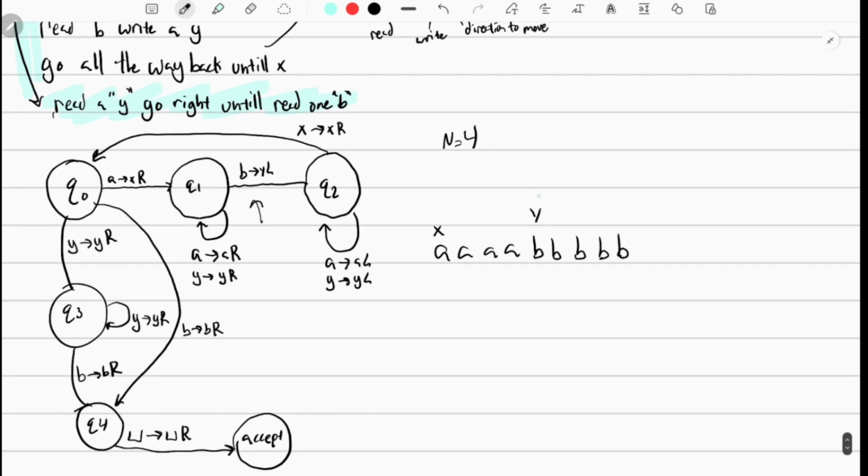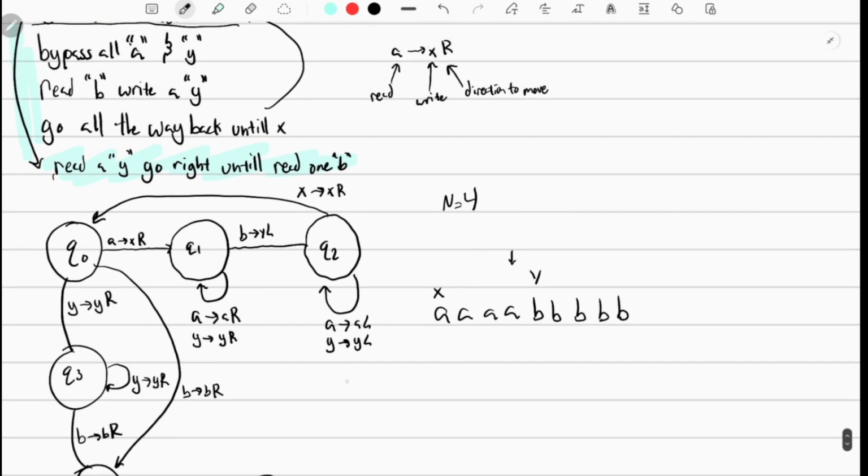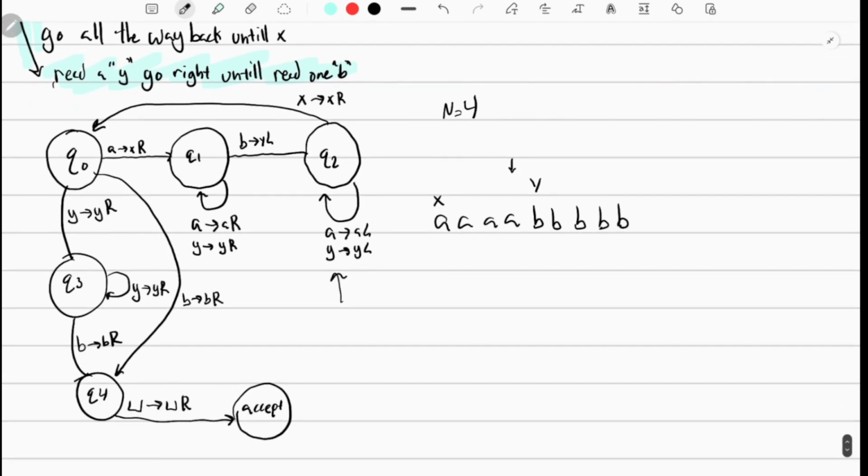So we're going to write a Y, move to the left, or above this A. So now here we're at this state. This is telling us to go all the way back until we hit an X. So if we see an A, we're going to move left. Oh, there's an A right here, move left. A right there, move left. And now we're right here.